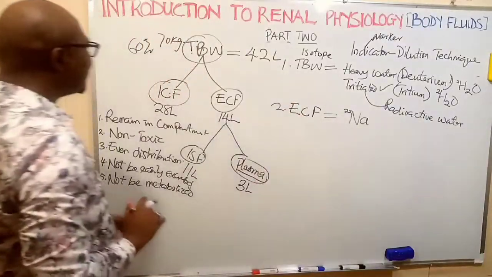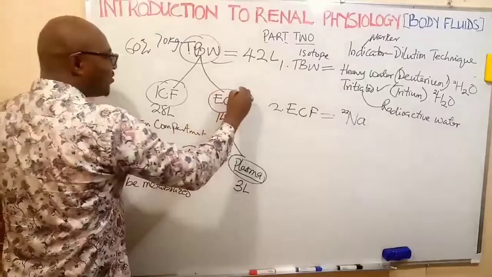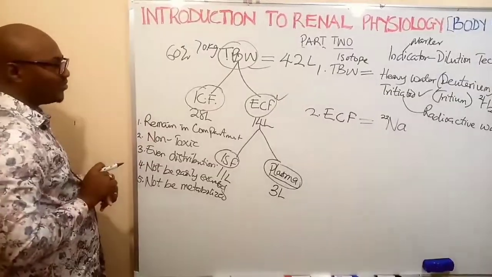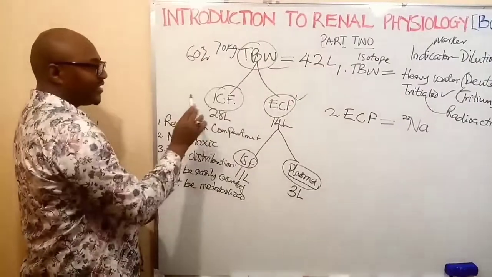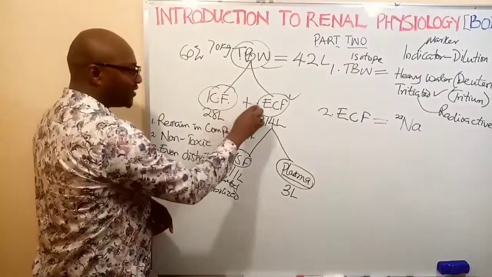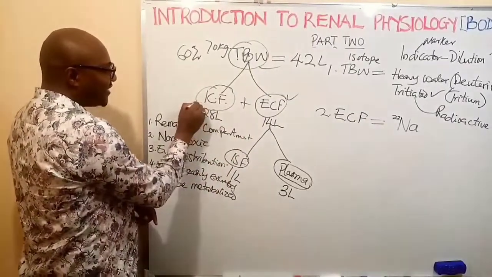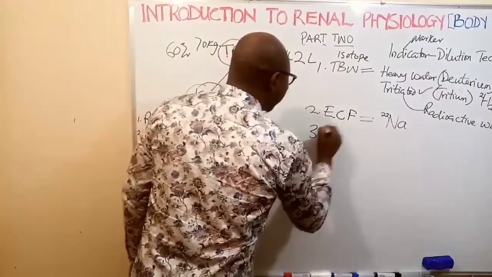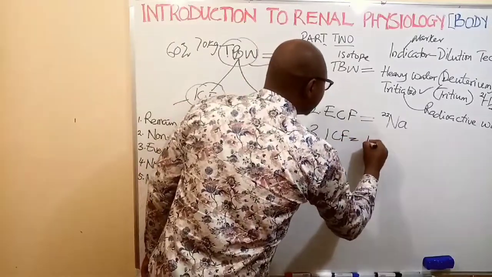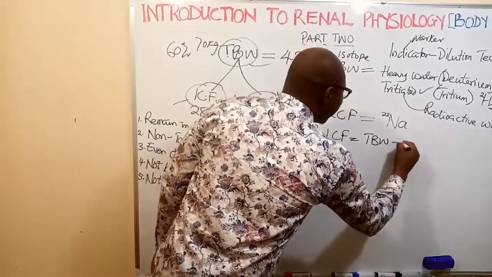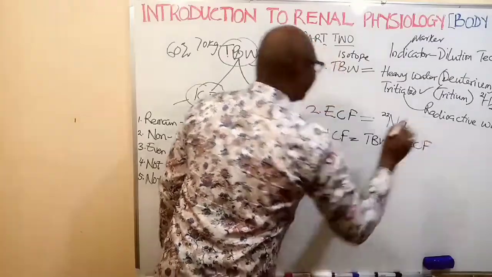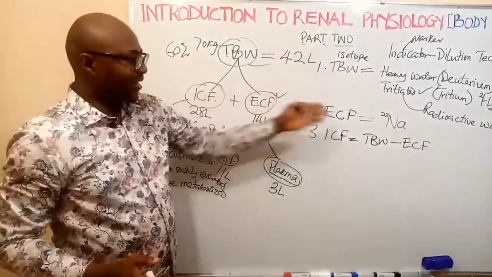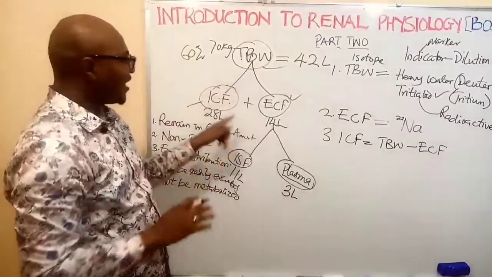Alright? So that is this. We've gotten this, but we cannot get this directly. So what do you think is the logical thing to do? Since this is a sum of this plus this, to get this is this minus this. So ICF equals total body water minus ECF. That's how you get the ICF indirectly. Since you can get this, you can get this, so you just do the subtraction.